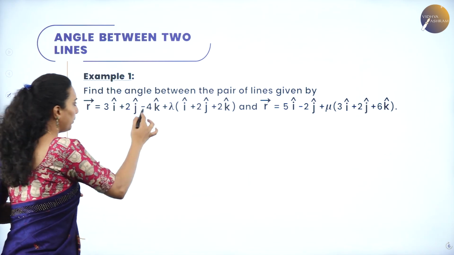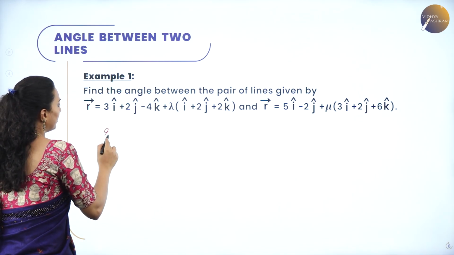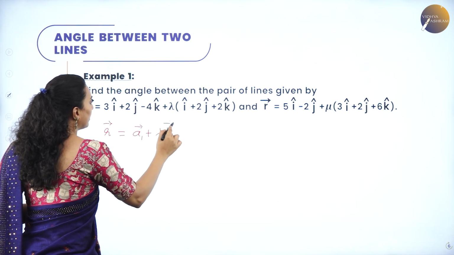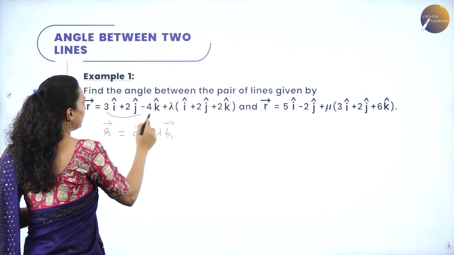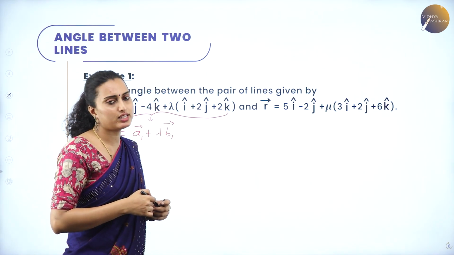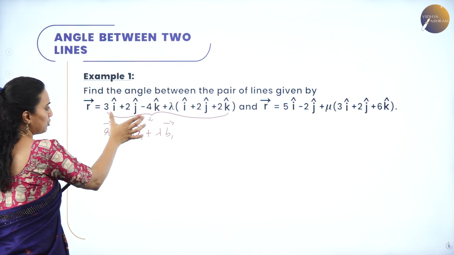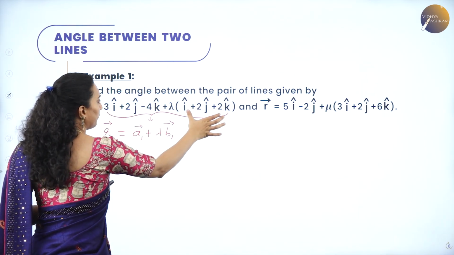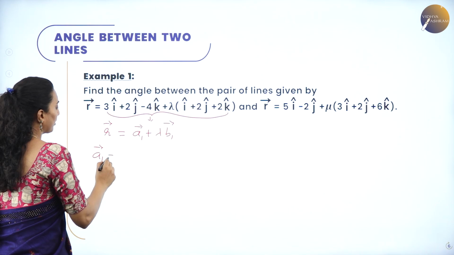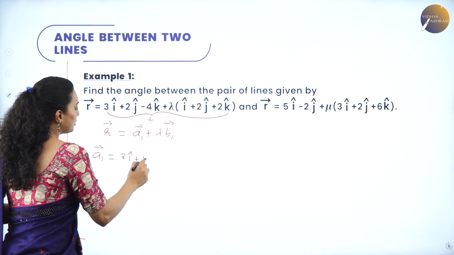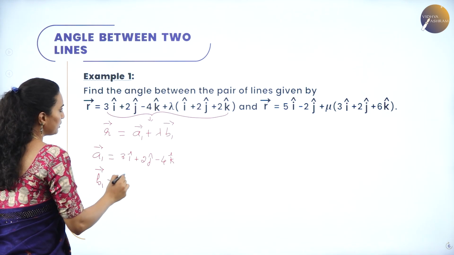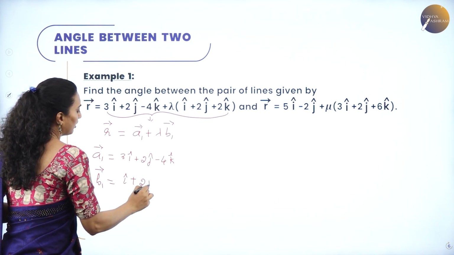Dears, if you look at this equation, it is like r vector = a1 vector + lambda into b1 vector. I am marking this equation with the arrow mark, which is a1 vector plus lambda into b1 vector. Yes, your guess is right. a1 vector is nothing but 3i + 2j - 4k and b1 vector is nothing but i + 2j + 2k. Let me write that down. So a1 vector = 3i + 2j - 4k. Similarly, b1 vector = i + 2j + 2k.